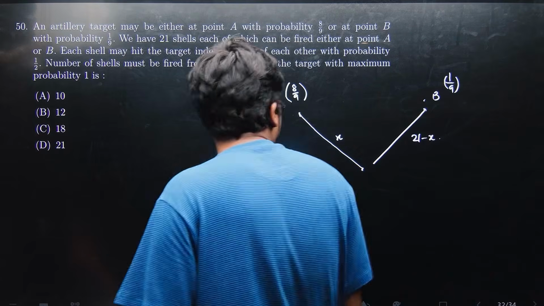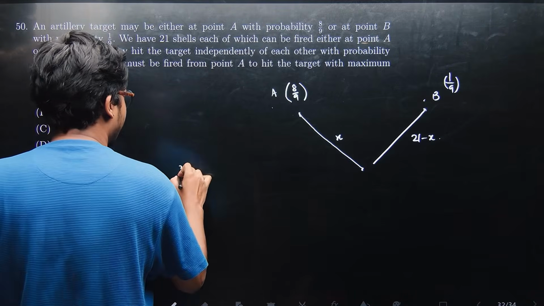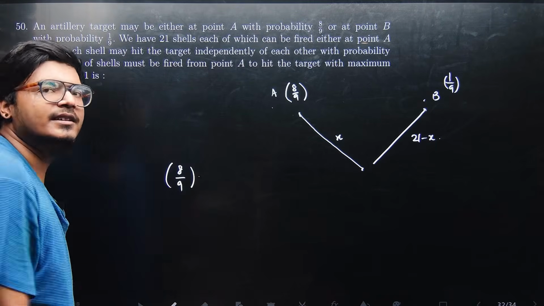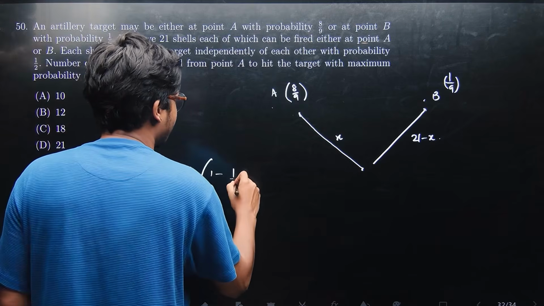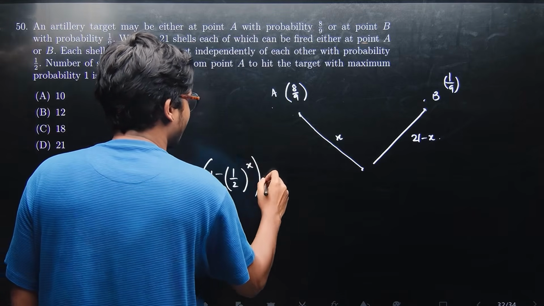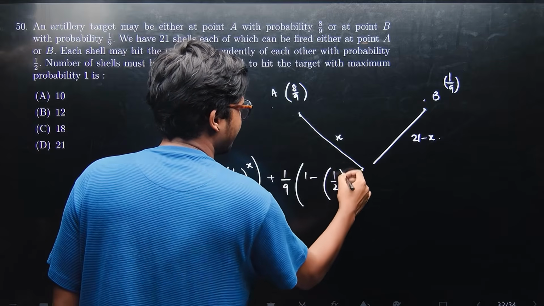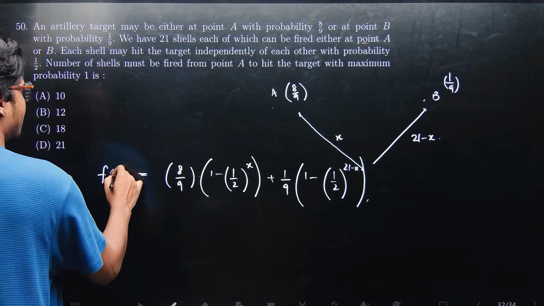Then the probability that the target is destroyed is going to be what? So first of all, it needs to be at A for it to be destroyed. So 8 by 9 times the probability that one of them hits it. So that is going to be 1 minus the probability that none of them hit it, right? So 1 minus half to the power x. Similarly for B, it's going to be 1 by 9 times 1 minus half to the power 21 minus x, right? Now you are targeting 21 minus x at B. So this is your required probability. And this is a function of x and you want to maximize it, right?